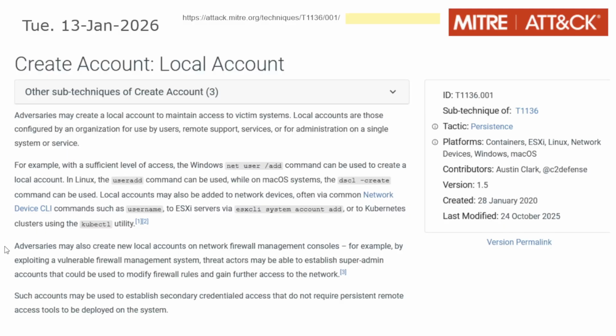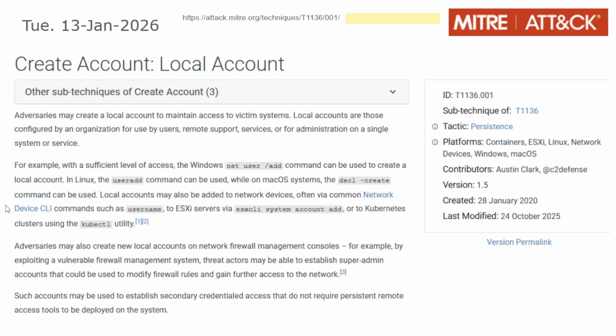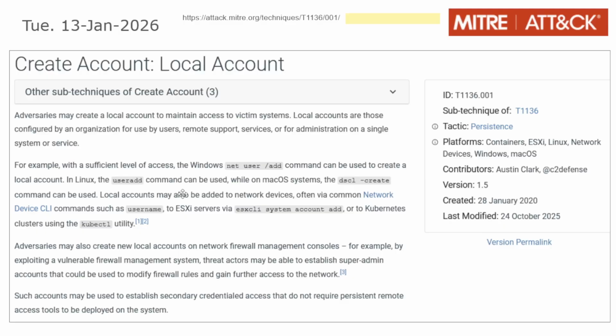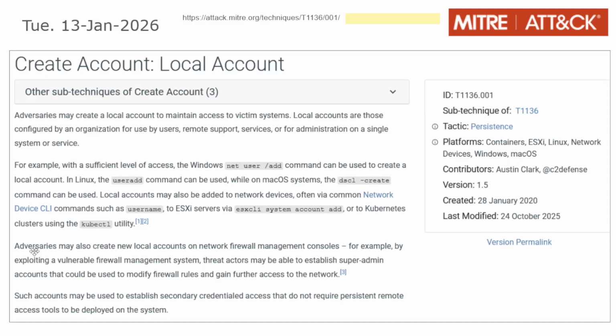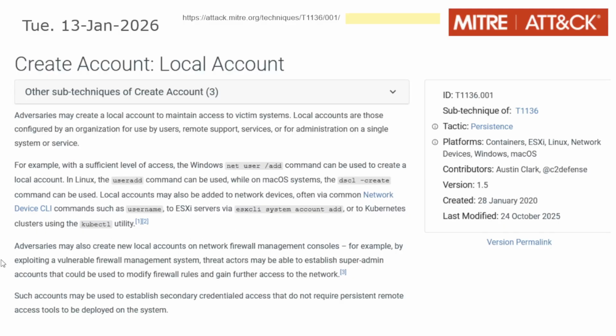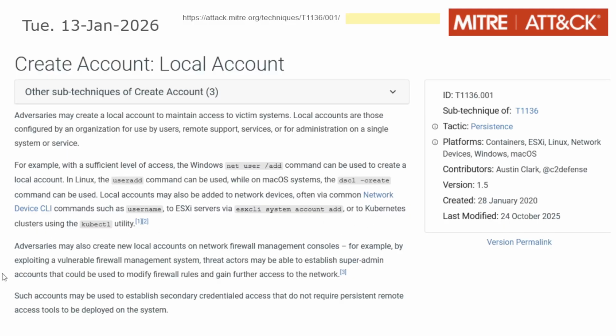For example, with sufficient level of access, the Windows net user /add command can be used to create a local account. Sufficient level of access, it's just an administrator account. On Linux, the useradd command can be used, while on macOS, dscl . -create, which I never tried, but the other ones I'm familiar with, can be used. On ESXi you have esxcli system account add, and Kubernetes has something too. Kubernetes, that's your container platform pretty much.